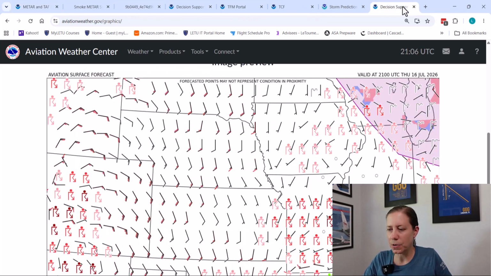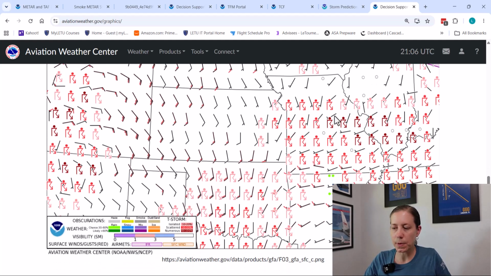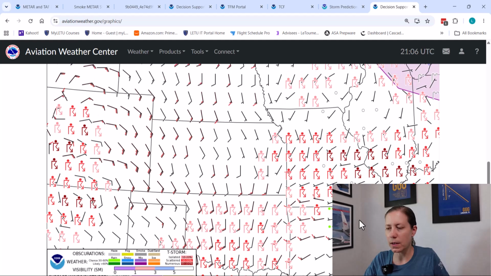But let me go back to my page here. So we have smoke, we have thunderstorm symbols. The color determines if they are numerous expected coverage or scattered or isolated. So in southern Illinois, it is expected to be numerous thunderstorms. We also have the 2 dots, that's a light rain symbol, and notice it is a lighter green, so that means it's a chance. And we also have wind symbols for the surface wind expectation. If it's a little red line, that means it's gusting.